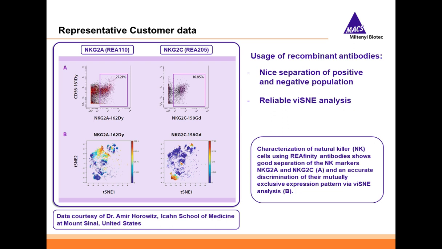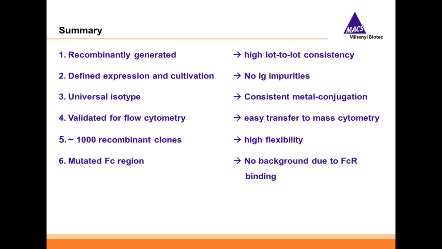Another example from our customer Amir Horowitz shows that the separation of the positive and negative population is nicely visible. Below you can see a t-SNE plot, and in a t-SNE plot, as many of you might know, many parameters are taken into account and therefore impurities coming from the product might already mess up your results. I chose this example because it is known that NKG2A and NKG2C are mutually exclusively expressed. And as you can see, the results show nicely the expected expression pattern because the one marker is only visible in the left panel and the other one is only positive in the right panel.